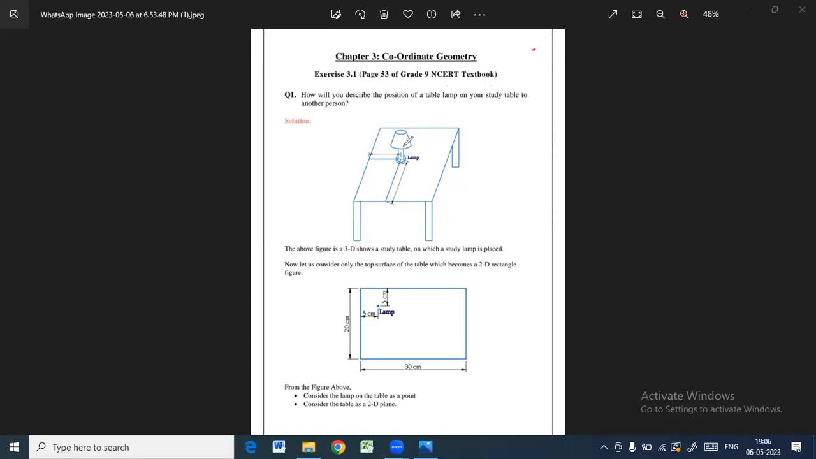This is a table, this is a lamp. How to arrange the lamp? What form ma? 2D form or 3D form?